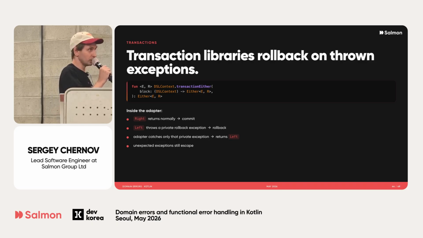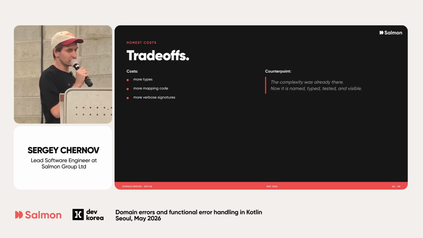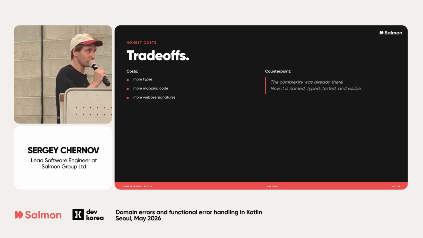So if we talk about the trade-offs of this approach, we have more types, more mapping code, and your signatures become more verbose. But you will benefit from the compiler, which will help you to handle all the business failures of your code. And if you define your domain error union type properly, the code will be more readable, and you will get a better understanding of your flow.